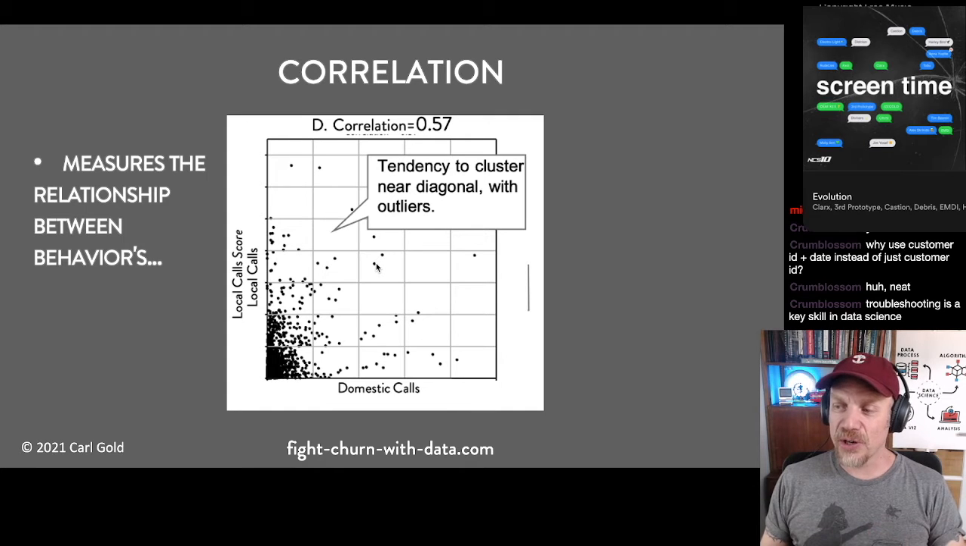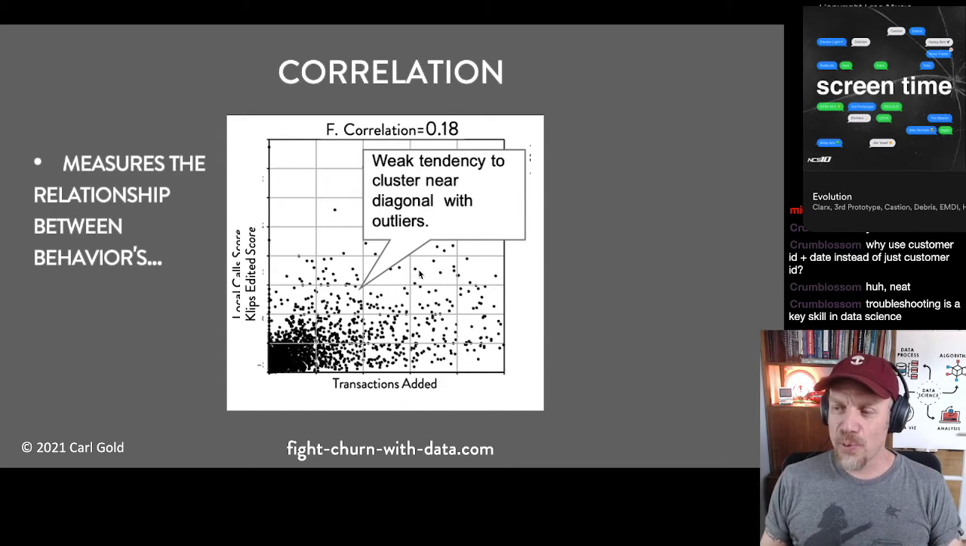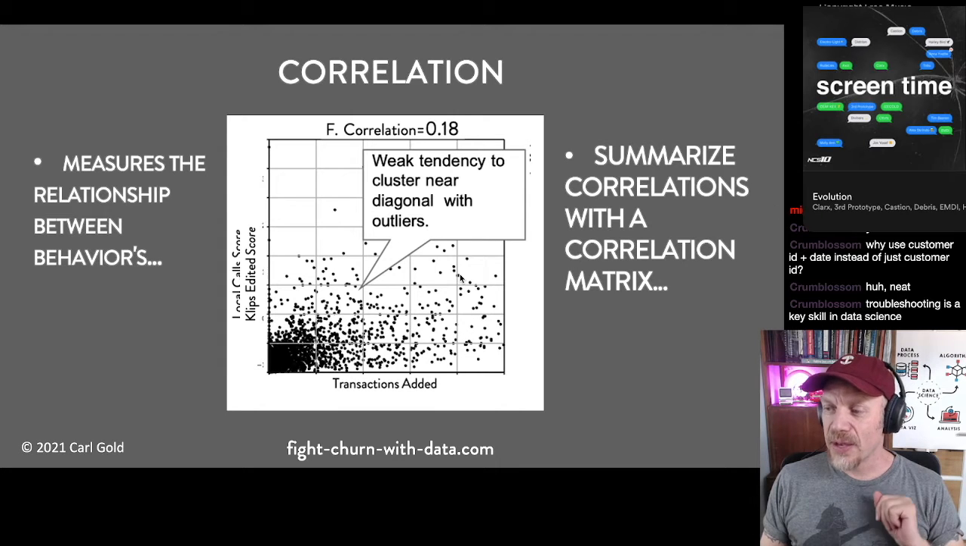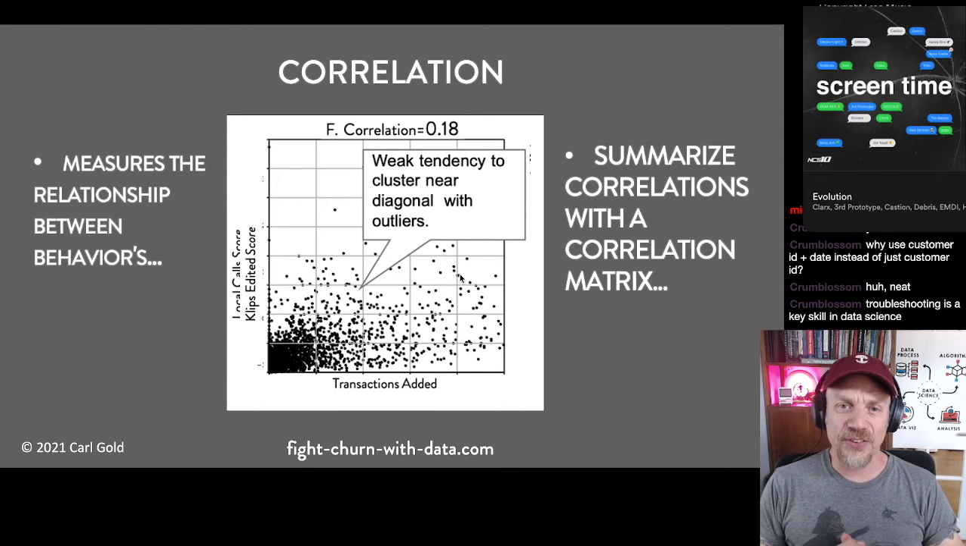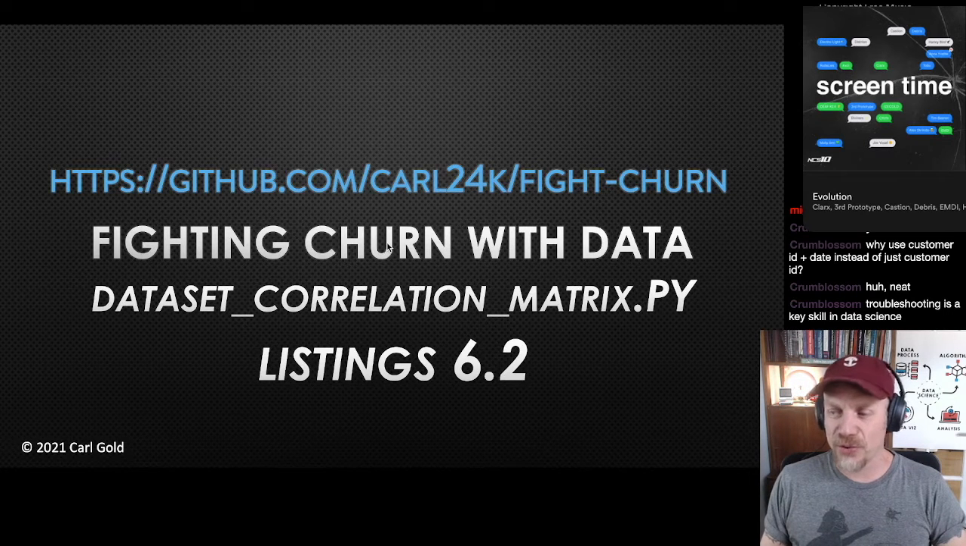This is a lower correlation, 0.57. This is even lower correlation, 0.31. And this is 0.18 correlation, still a little bit correlated, some tendency for one metric to increase with the other. Now, that's great for looking at pairs of metrics, but it's better to summarize correlations with a correlation matrix. And that's another quick listing we can do.